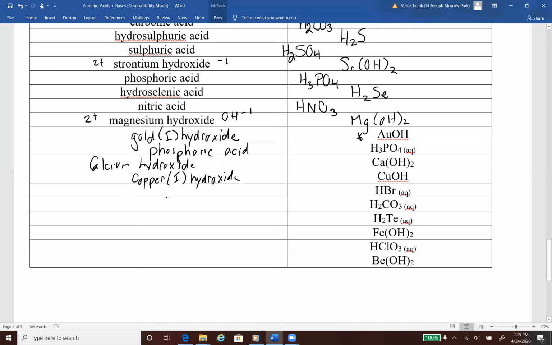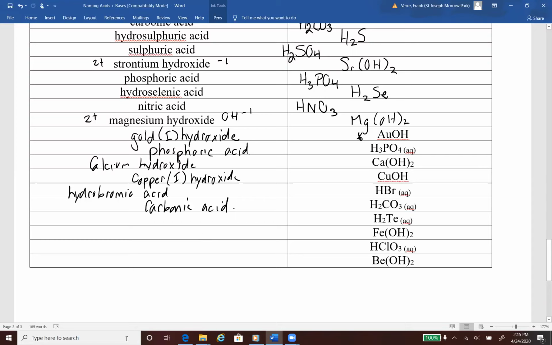HBr, it's binary, so we know we have to write hydrobromic acid. We know what H2CO3 is now. We know that's carbonic acid. So there's a lot of repeat here. I apologize.